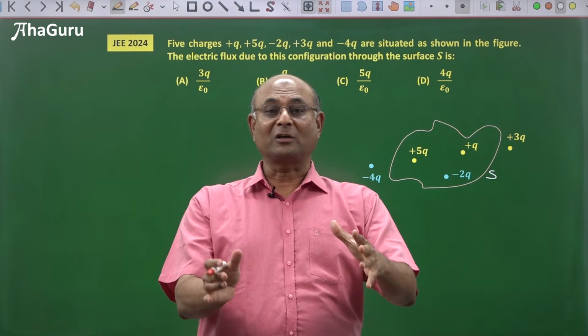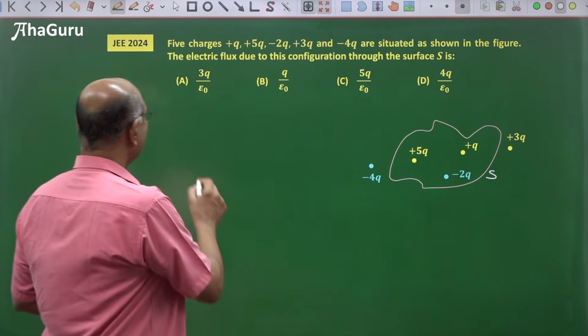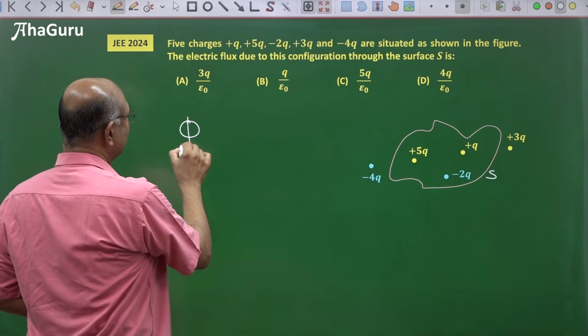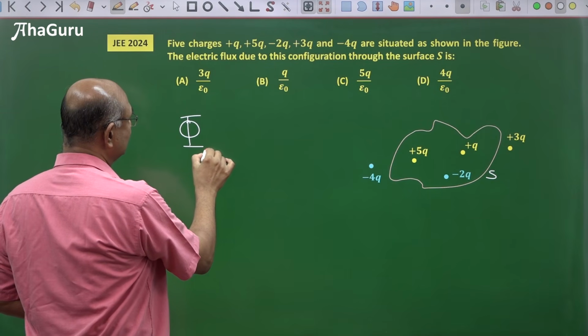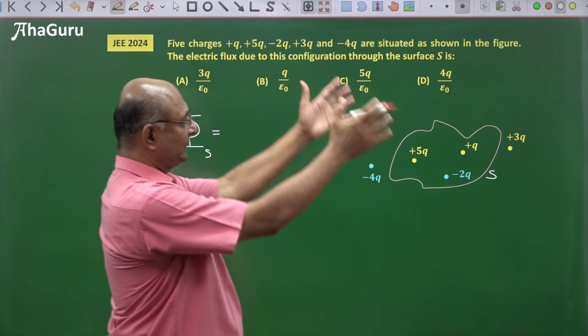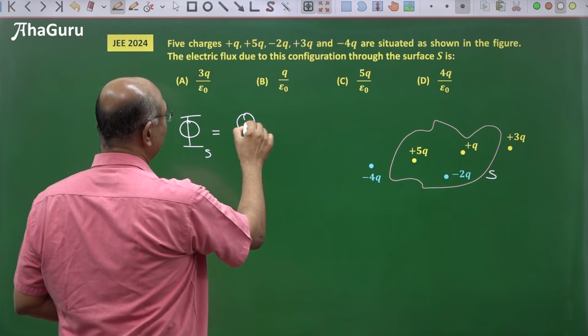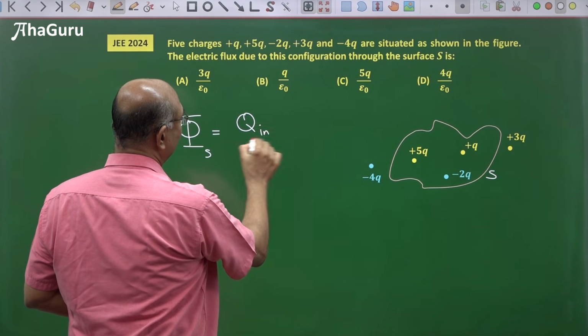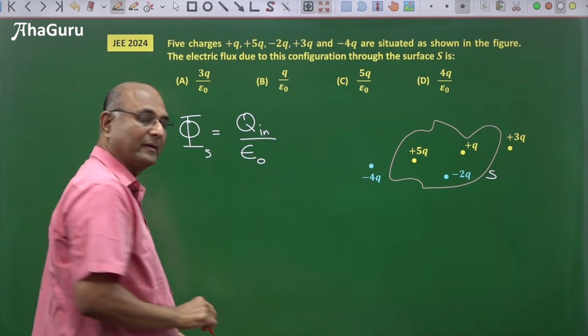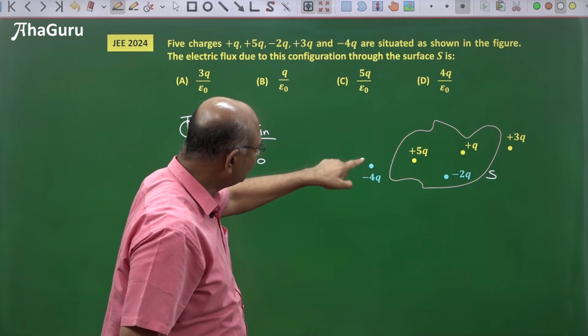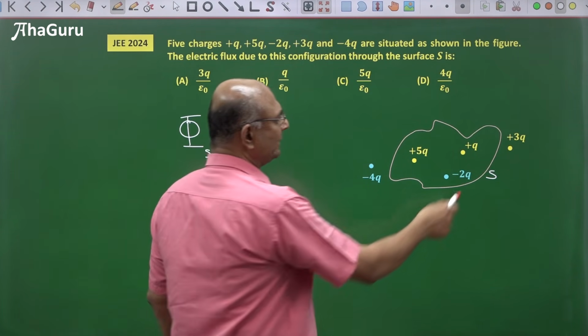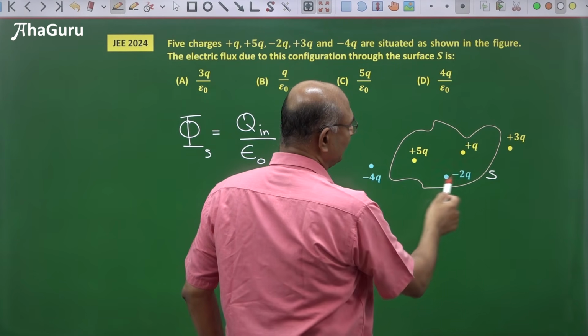Actually, once you know Gauss law, this is very trivial. Why? Because Gauss law tells us that the net flux through the surface, it's a closed surface, is equal to the total charge inside divided by epsilon naught. Do I have to take care of this? No, it is outside. Do I need to worry about that? No, it is outside. We only have to worry about this.